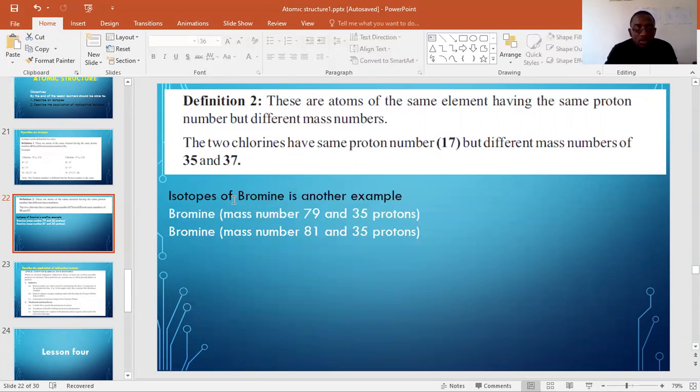We can have isotopes of bromine. We have bromine with a mass number of 79 and a proton number of 35, and another one with a mass number of 81 and the same proton number. So we notice that the proton numbers will be the same, but the mass numbers will be different. If we calculate the neutron number in these two, again, we're going to notice that the neutron number will be different as well.